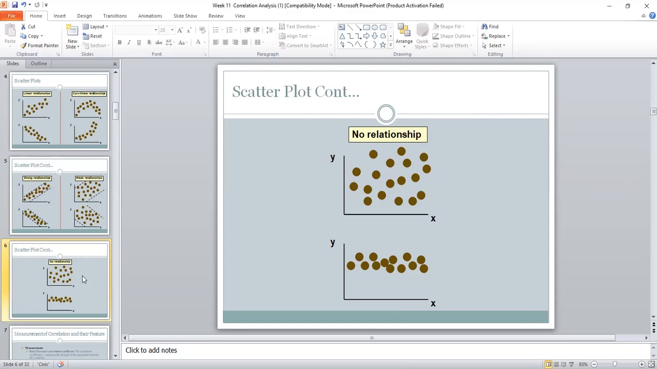Method two is to use what is called correlation coefficients. This will give you both the type of correlation and the actual magnitude.